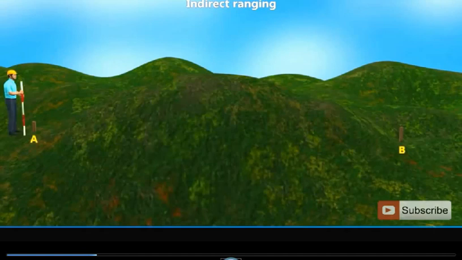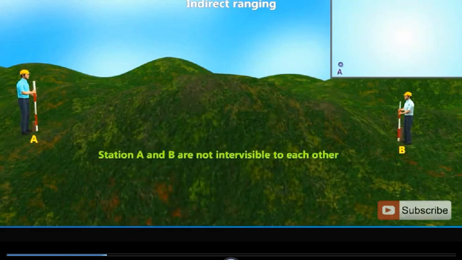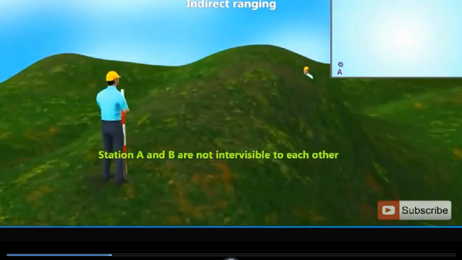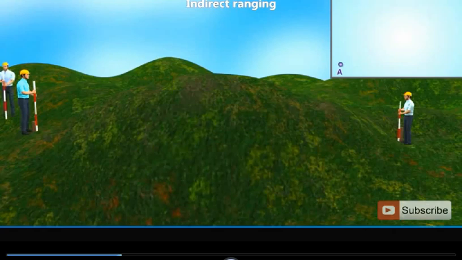Let us fix the station A and station B. Station A and B are not intervisible to each other due to intervening high ground. Select two intermediate stations. So station A and B are not intervisible to each other.